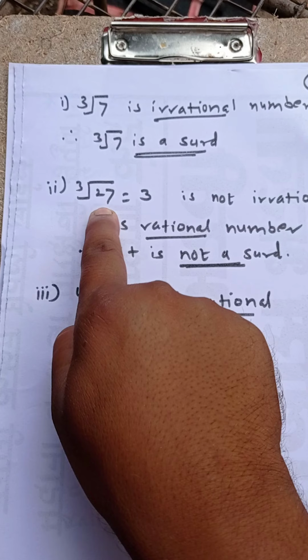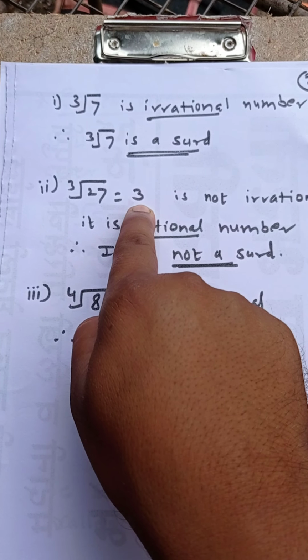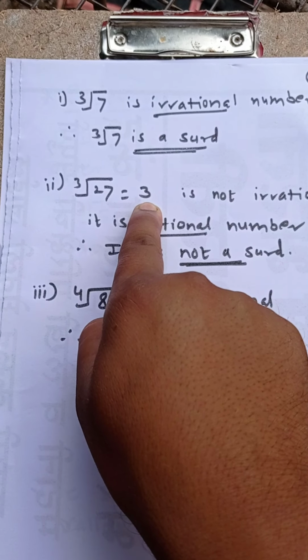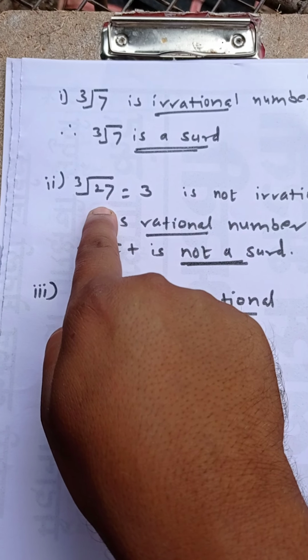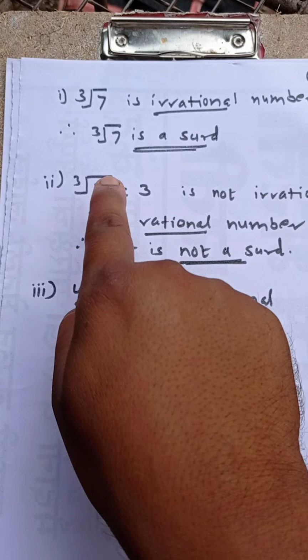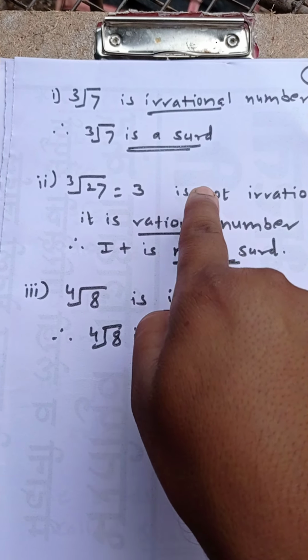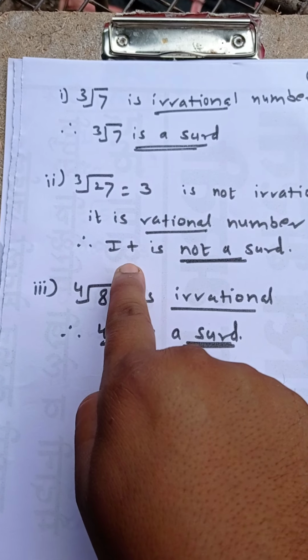Now here, the cube root of 27. We know the cube root of 27 is 3. If we multiply 3 three times, we get 27. 3 3s are 9, 9 3s are 27. So 3 is the cube root of 27. And 3 is not an irrational number, that is a rational number. Therefore it is not a surd.